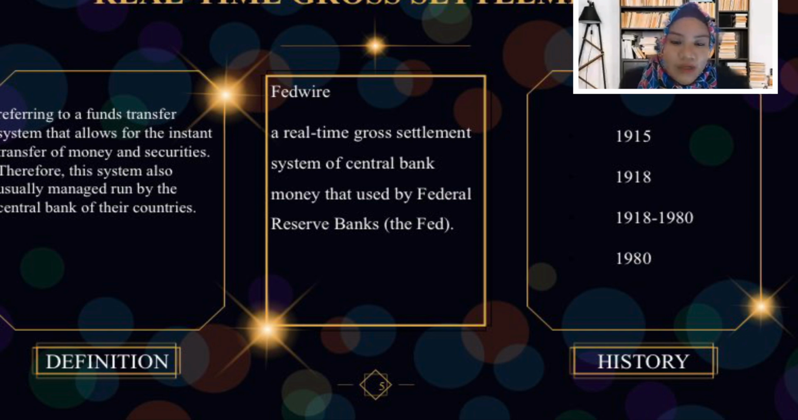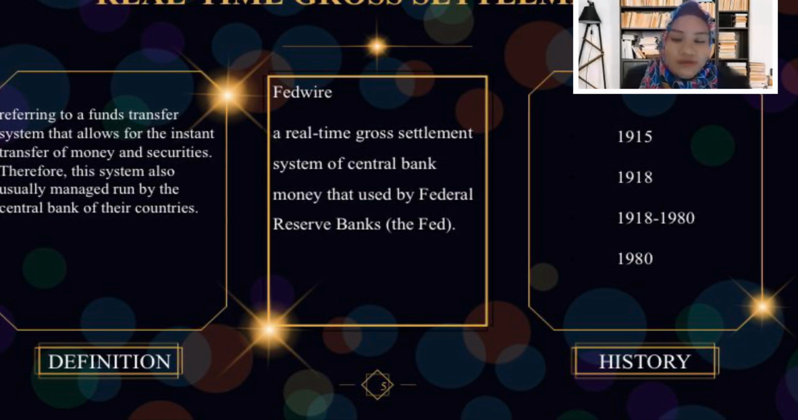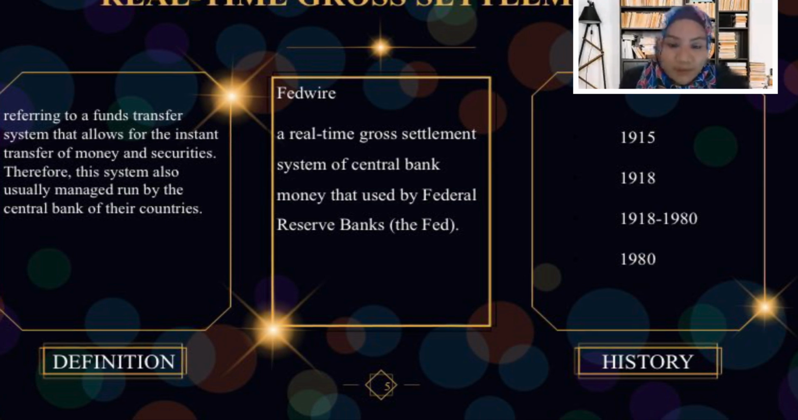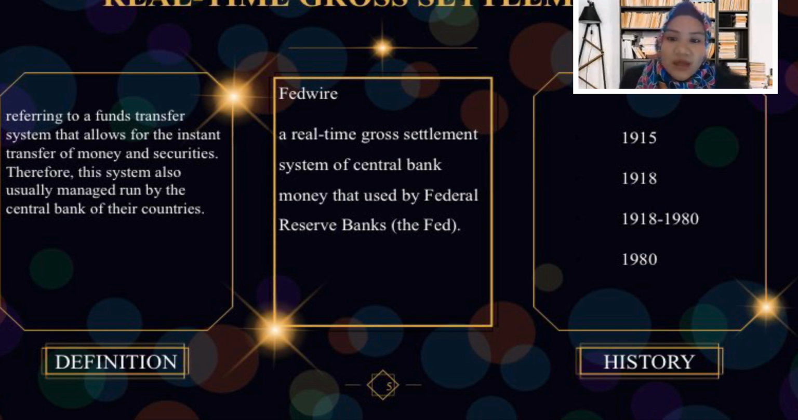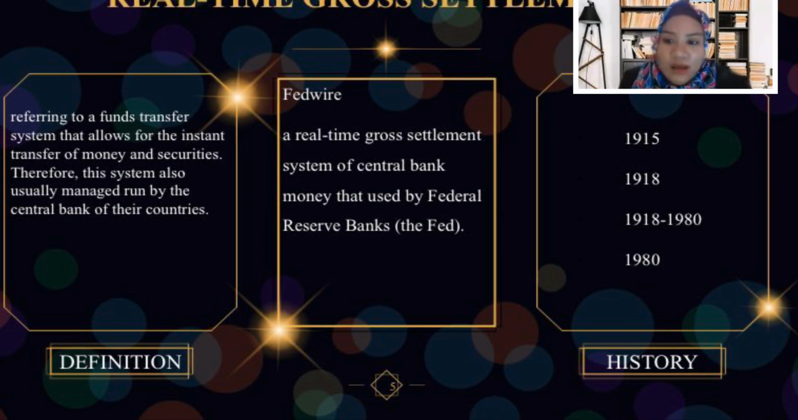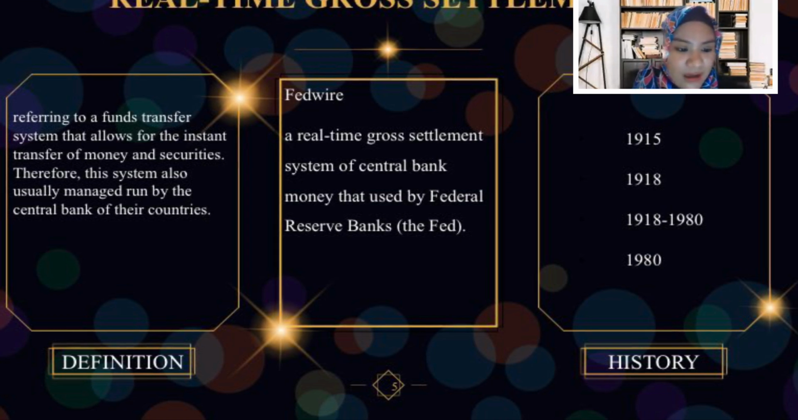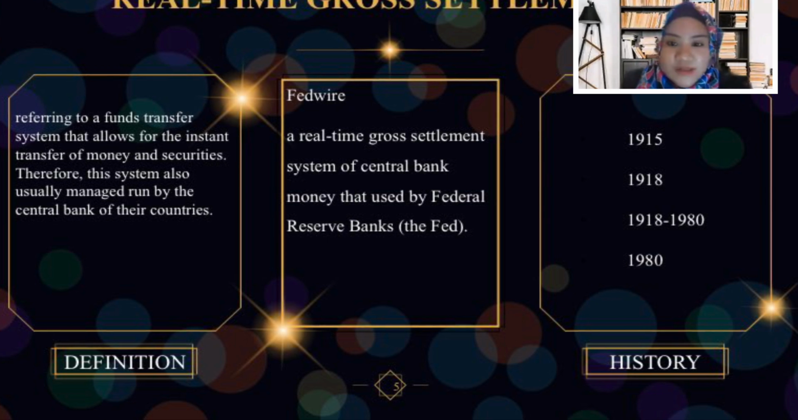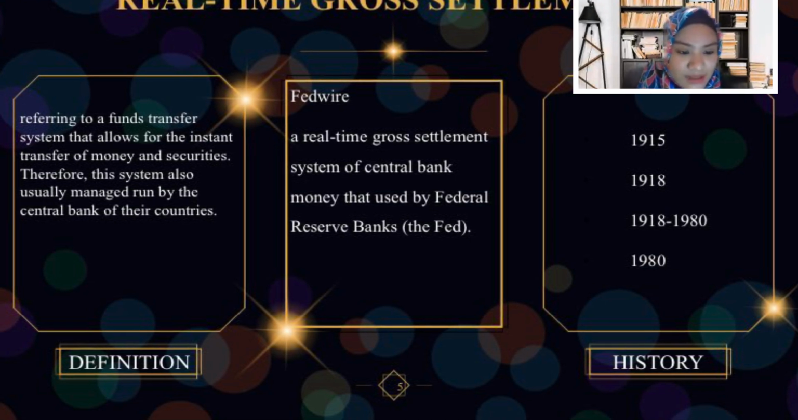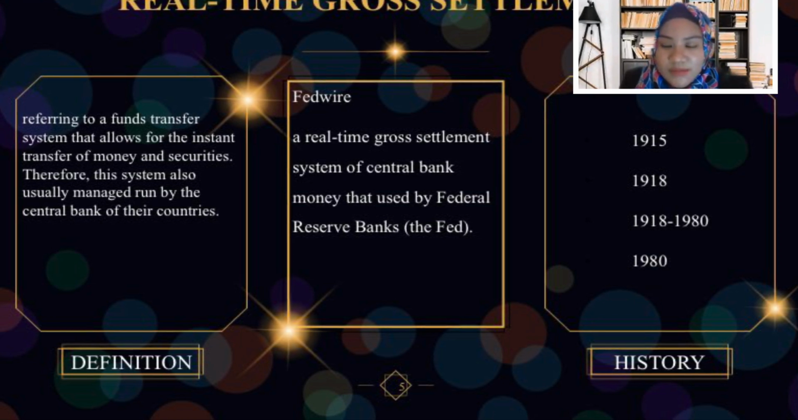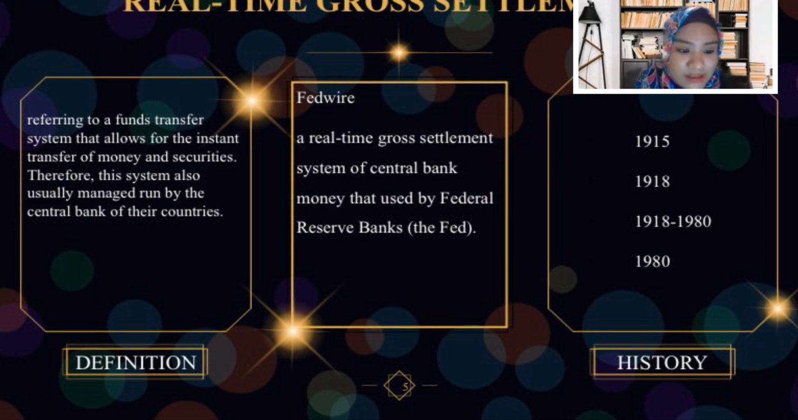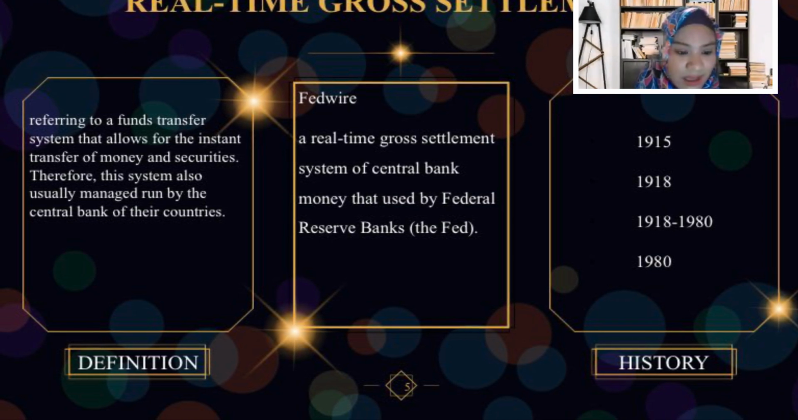So next we have the Fedwire. Fedwire is a real-time gross settlement system of central bank money used by the Federal Reserve Banks, which is the Fed. And we will look at the history of Fedwire. In 1915, the Fed began to transfer funds between parties. In 1918, the Federal Reserve established its own proprietary system. Between 1918 and 1980, the Fedwire system became the only available system to member banks, as its services were free of charge.